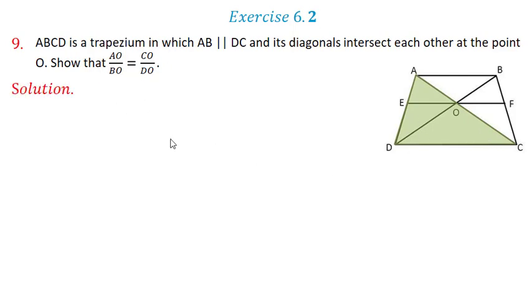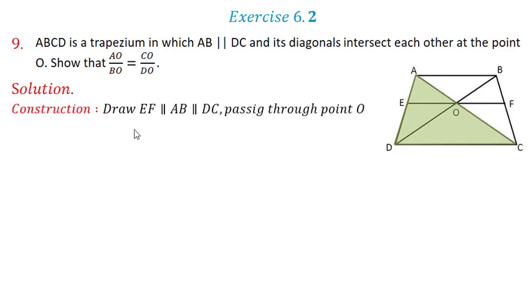Now this problem is a little complicated. Okay, so let us see what we do. We draw EF parallel to AB. Now as AB and DC are parallel, when I draw EF parallel to AB, it will also be parallel to DC, and it is passing through point O.